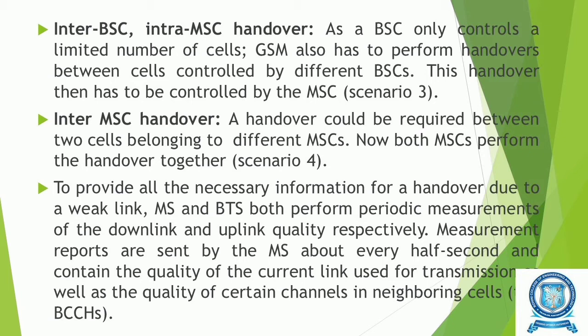To provide all the necessary information for a handover due to a weak link, the MS and the BTS both perform periodic measurements of the downlink and the uplink quality respectively. The measurement reports are sent by the mobile station about every half second and contain the quality of the current link, which is used for the transmission, as well as the quality of certain channels in neighboring cells, also called BCCH. This is shown in the diagram which follows.